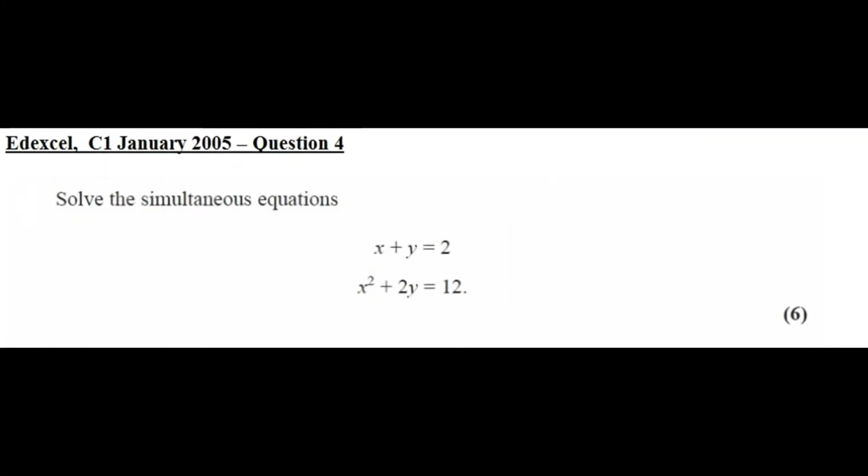Hi there, in this video I'm going to do a past exam question on simultaneous equations. So let's take a look at this question. Question number 4. Solve the simultaneous equations: x plus y equals 2 and x squared plus 2y is equal to 12. So let's see how this is done. So back to the paper and pen.